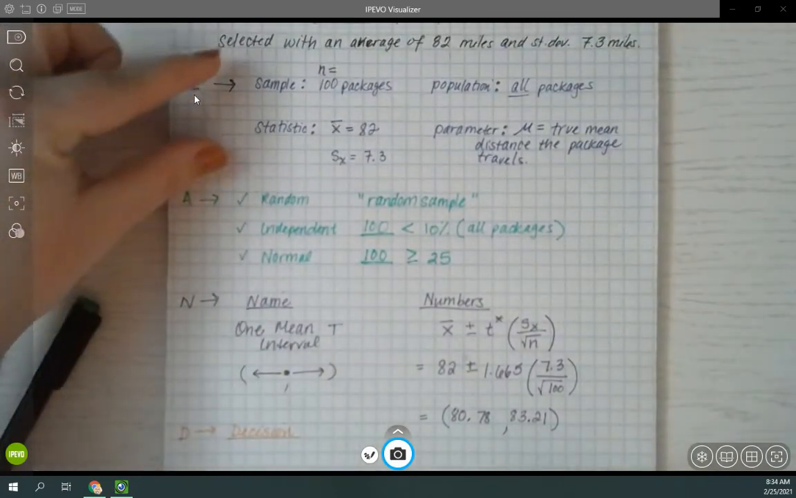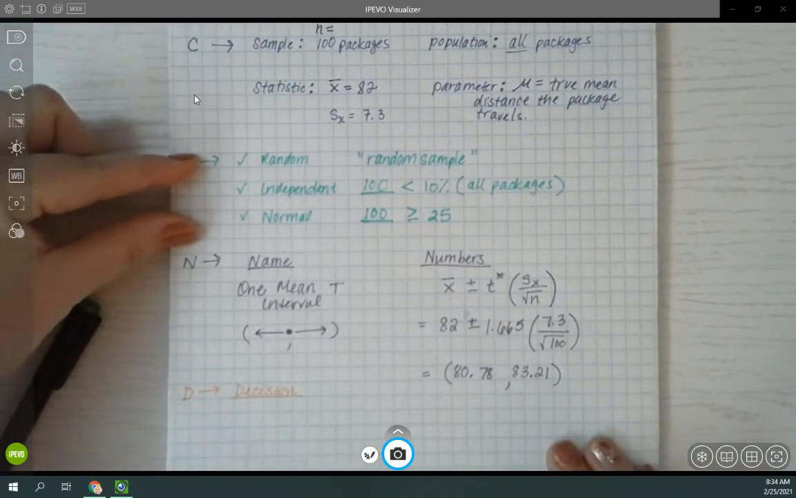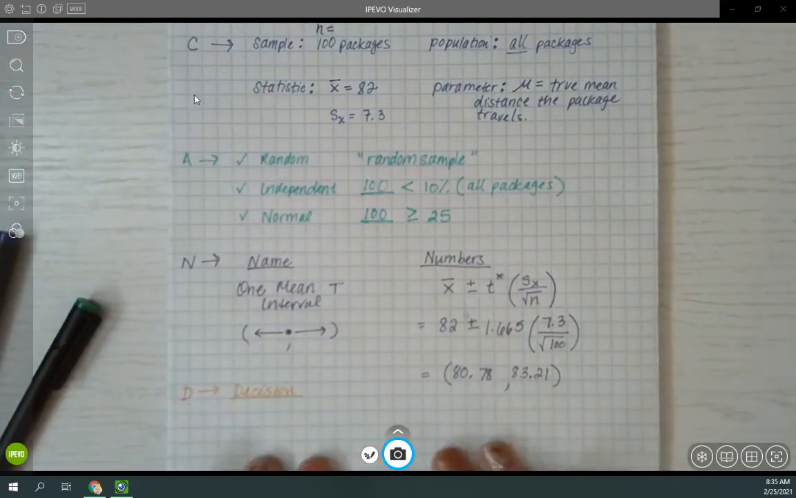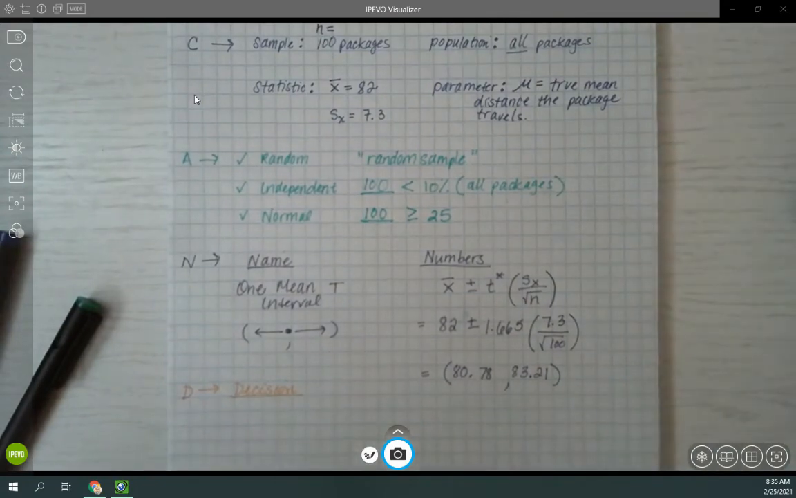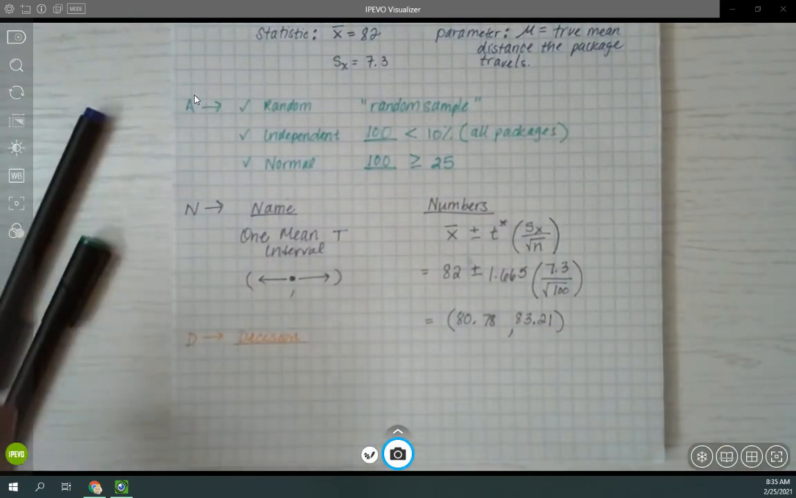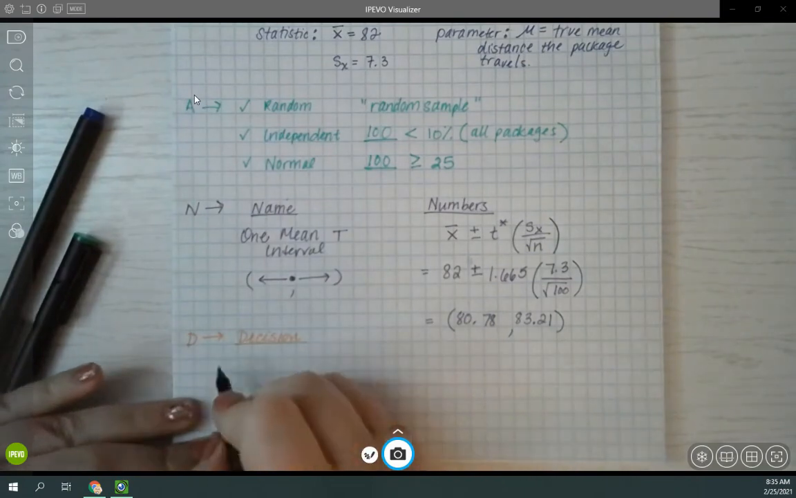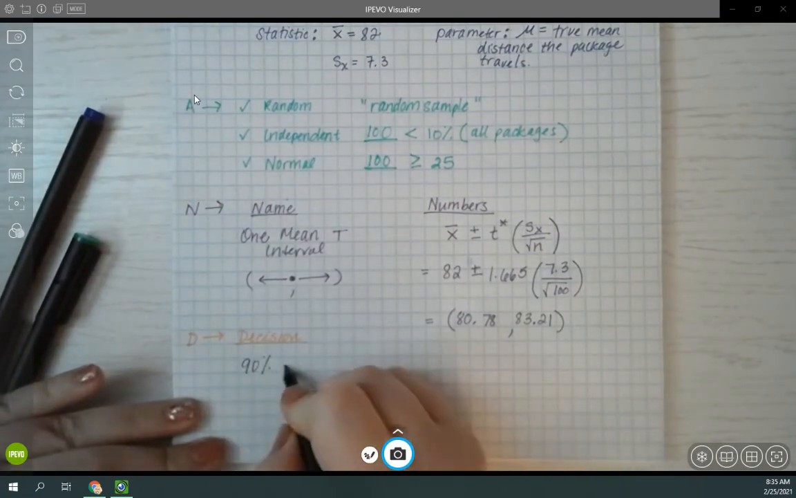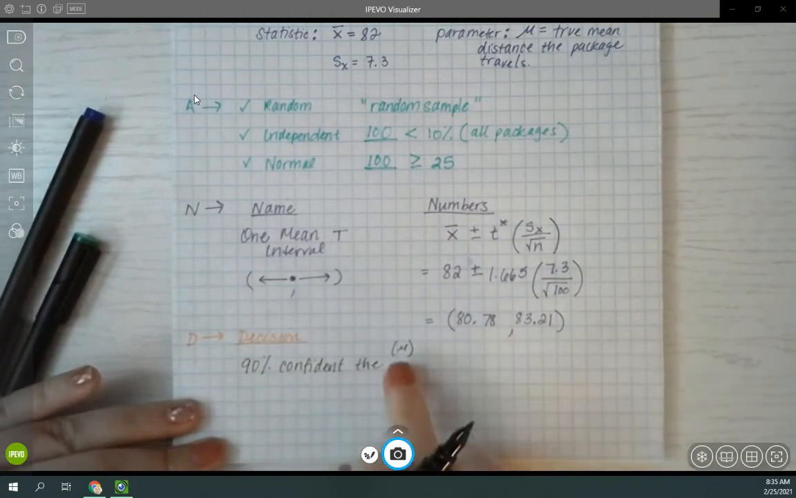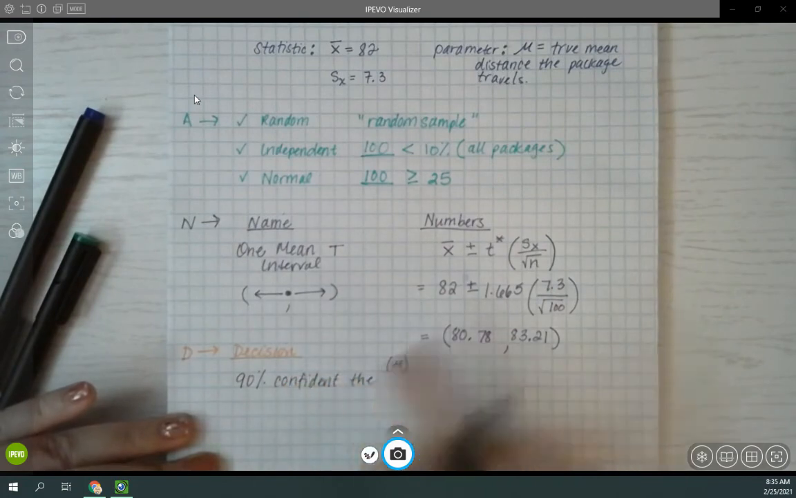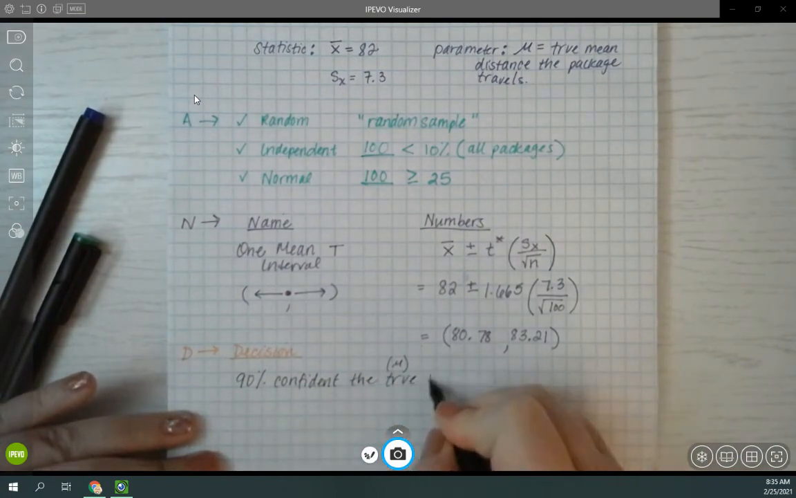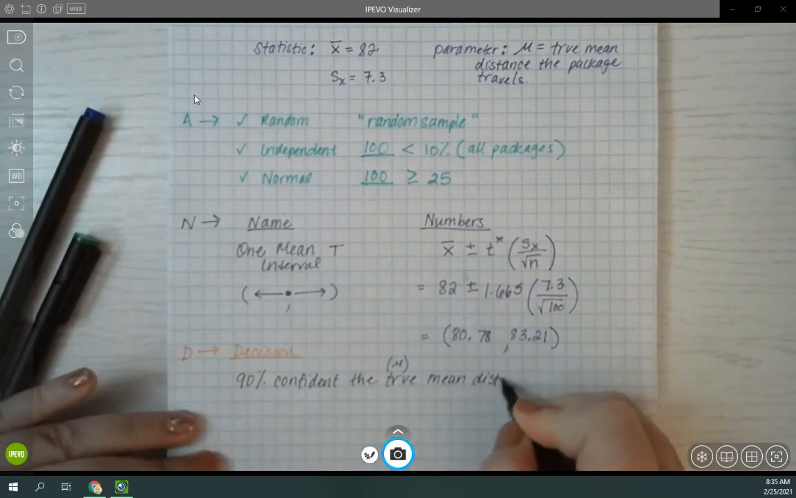So they gave me sample information. I checked to make sure my data is fantastic. I calculated our estimated interval. Now I need to tell them what that decision is. So I'm going to put all of this together in a nice little sentence. We are 90% confident. You can use any pronoun you like or just put 90% confident. And this part is that mu part, which is why we stated it. 90% confident the true mean distance the package travels.